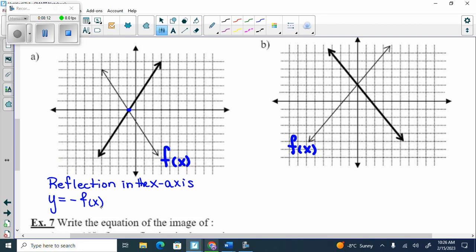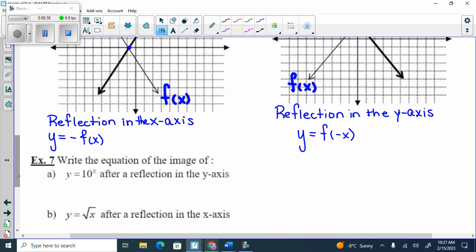What about b? Where is it reflecting? Because that's where the invariant is, right? So what is being negated? The x values. So it's going to be f of negative x. So you're writing the new equation after these have happened.